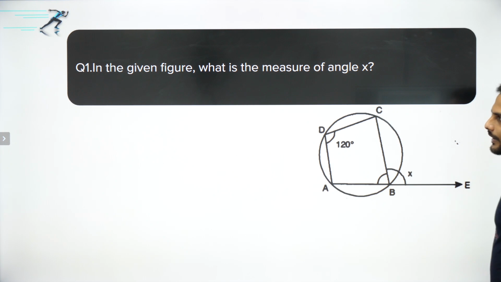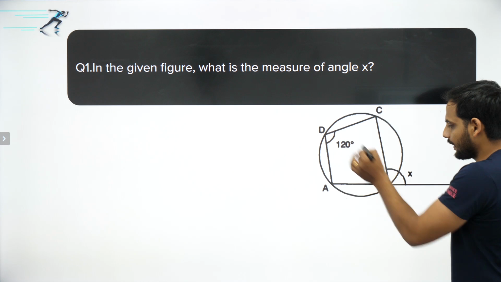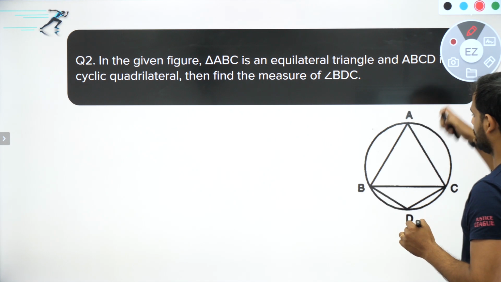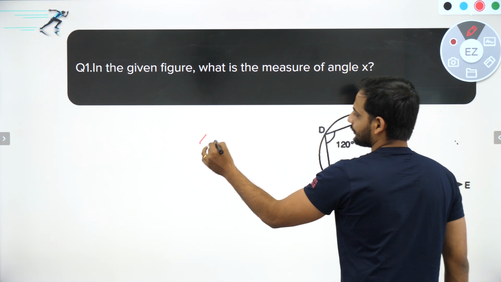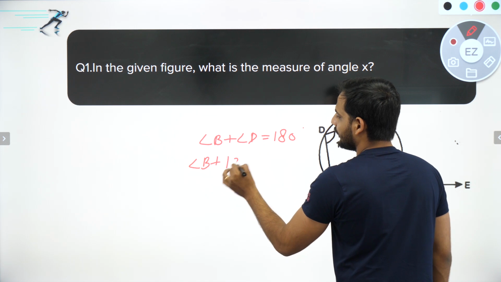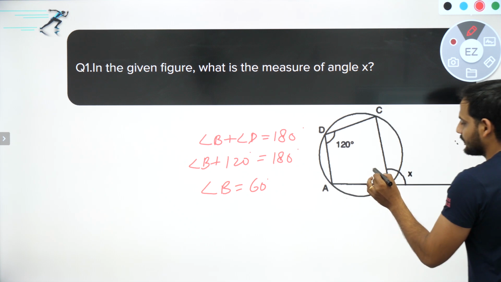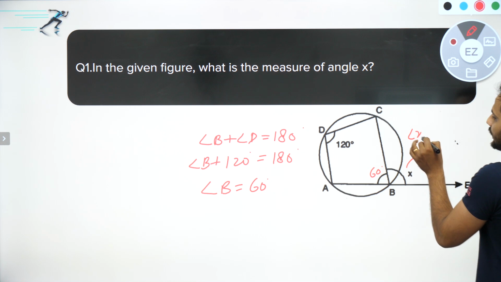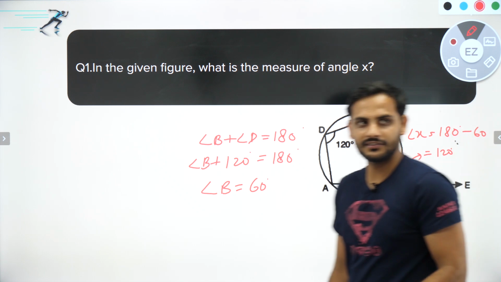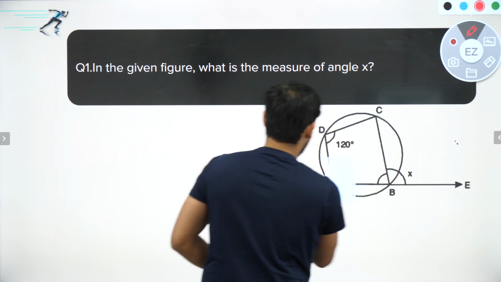See here properly. As you can see, ABCD is a quadrilateral, which is a cyclic quadrilateral because all four points are on the circumference of the circle. So if this angle is 120, bacho, I can say angle B plus angle D has to be 180 degrees. If angle D is 120 degrees, angle B will be 60 degrees. And if this is 60 degrees, angle X is nothing but 180 minus 60, which is 120 degrees. See? So easy. The questions are very easy once you have understood the theorem properly. Chalo. So the correct answer here is 120 degrees.